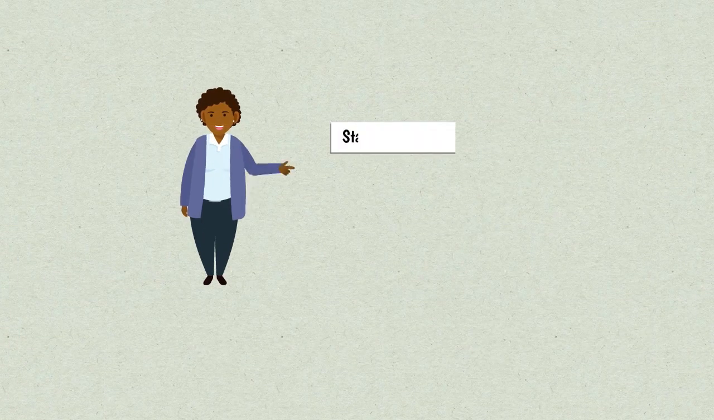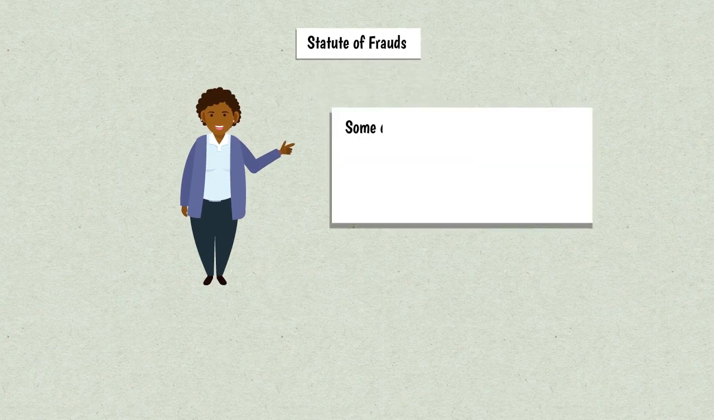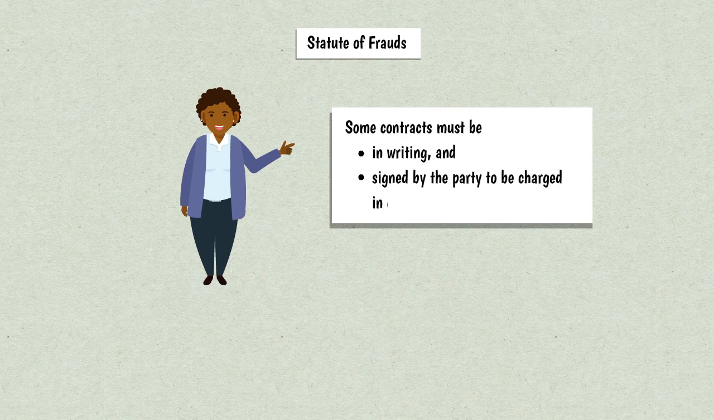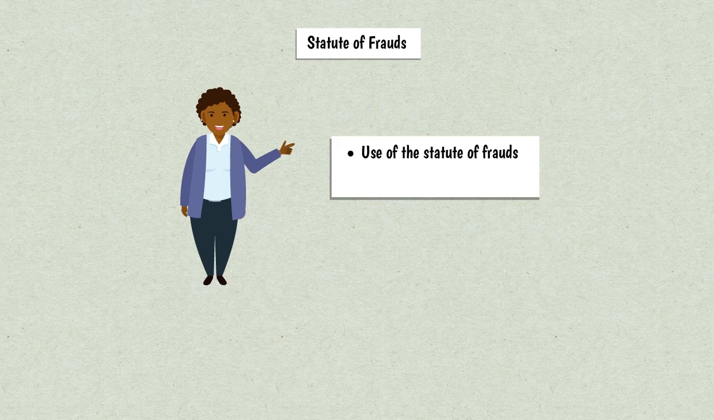Let's review the Statute of Frauds, which is another requirement for contract formation. The Statute of Frauds requires that some contracts be in writing and signed by the party to be charged in order to be enforceable, unless an exception applies. Let's talk first about how a party uses the Statute of Frauds in litigation. Then we will cover the rule's elements.